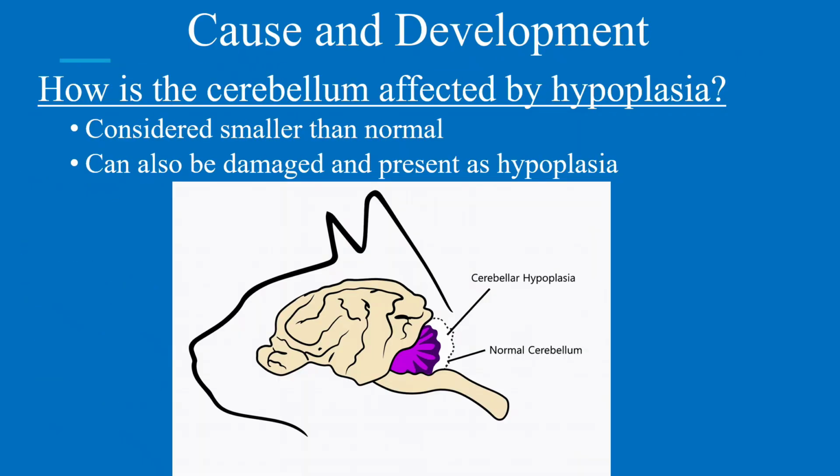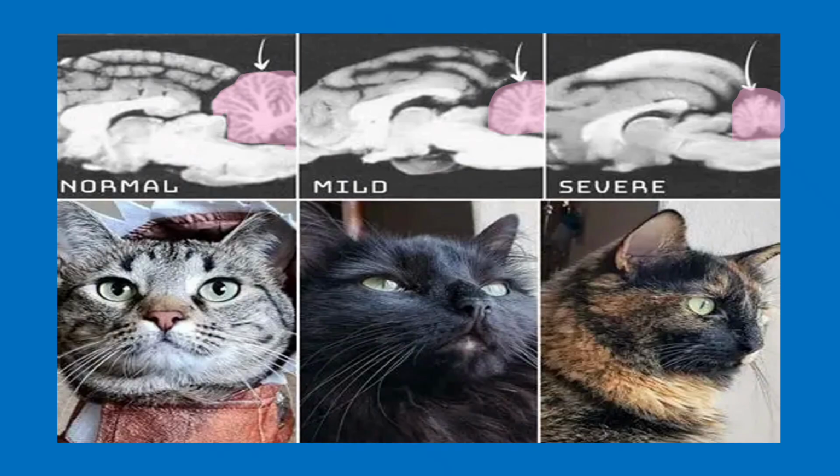In CH, the cerebellum is smaller than normal in cats because it fails to develop properly during gestation. This condition is not genetic, it is developmental. Damage-induced hypoplasia can also occur if the mother experiences severe malnutrition, trauma, or infection while pregnant. In this picture provided, we see three different felines with a normal cerebellum, a mild case of cerebellar hypoplasia, and a severe case of cerebellar hypoplasia. Each cerebellum is highlighted pink so that we can see the vast differences between the sizes based on how much their development was affected during gestation.